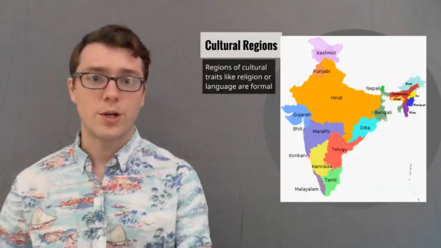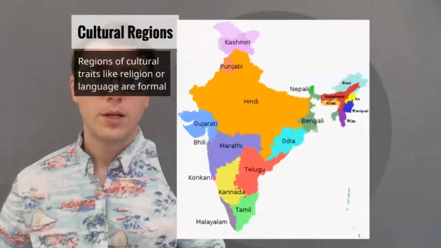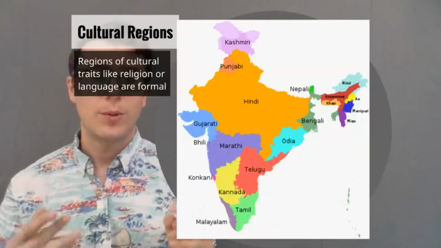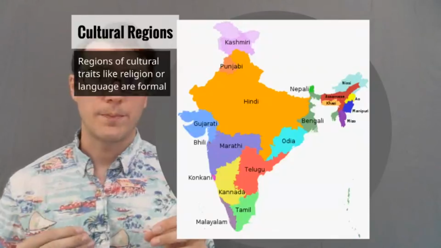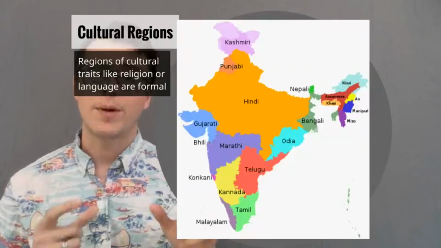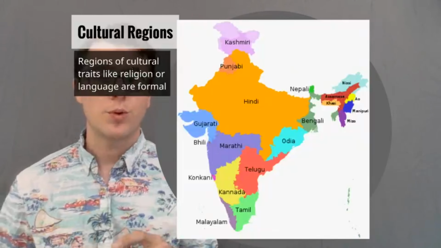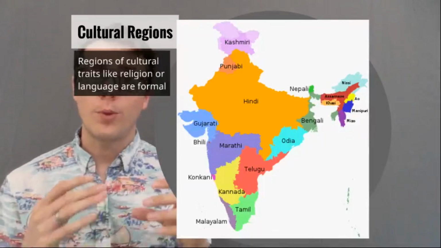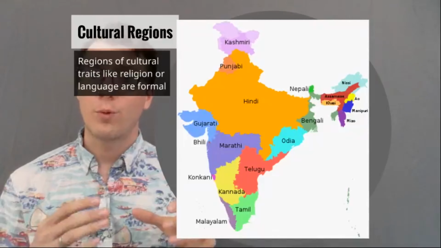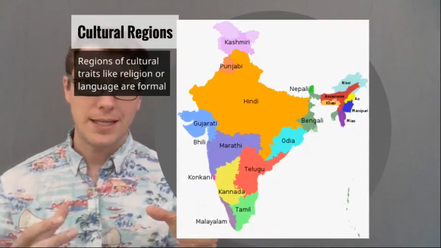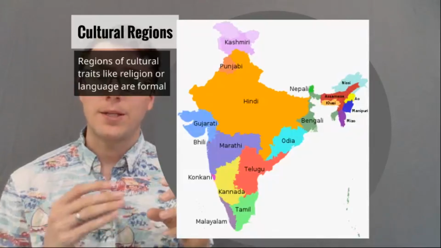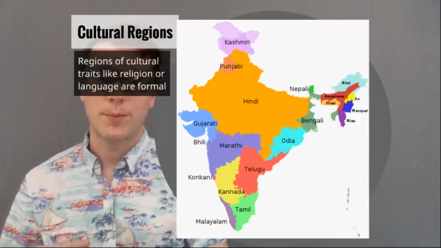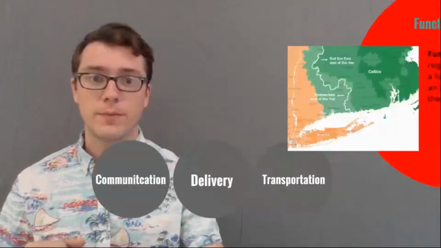And then cultural regions are an example as well. Regions that have cultural similarities or one trait that they share would be an example of a cultural region. This is a map of India broken up by the language spoken. You can see the majority in that central part is Hindi. And so that is a region where all the people speak Hindi. They're part of the formal region at a national level, which is India, but they are broken up into formal regions of language as well. So cultural regions are examples of formal regions too.